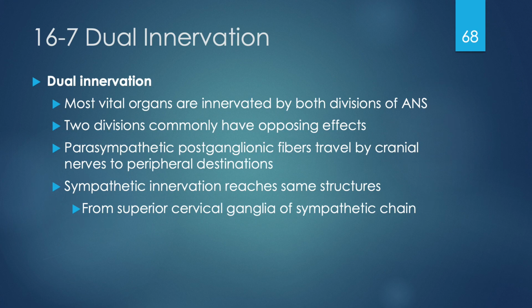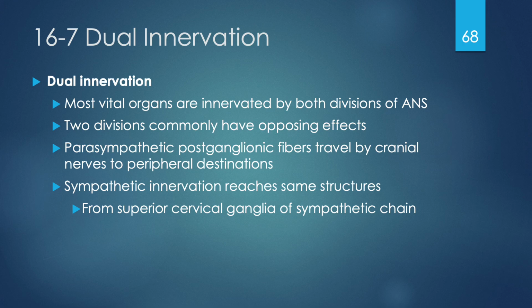Dual innervation essentially just means that many organs are innervated by both divisions of the autonomic nervous system. So that includes both the parasympathetic and the sympathetic divisions of the autonomic nervous system. And most of our vital organs are in fact dual innervated. So these two divisions, as we've previously discussed, have opposing effects. And the parasympathetic postganglionic fibers are going to travel through the cranial nerves to get to their peripheral destination.